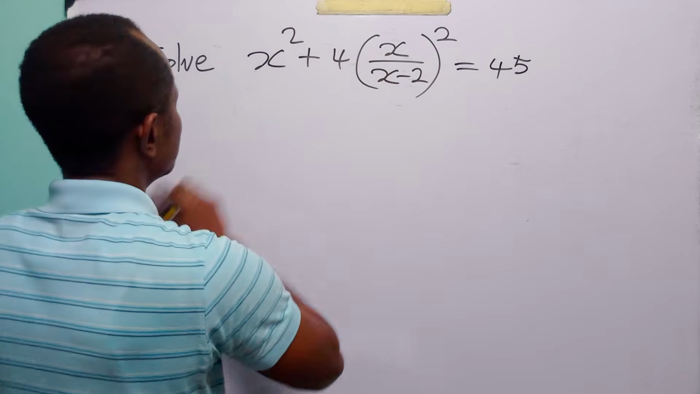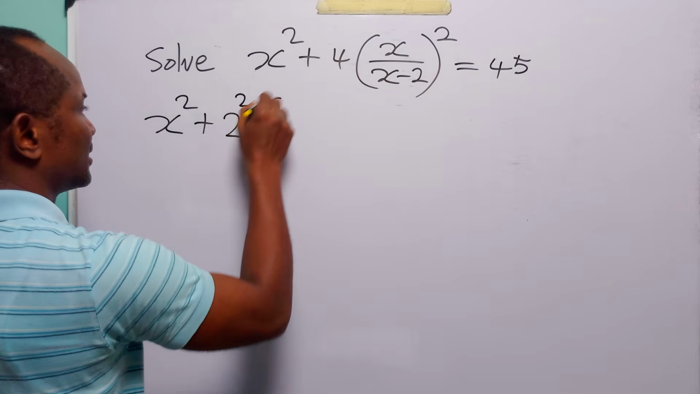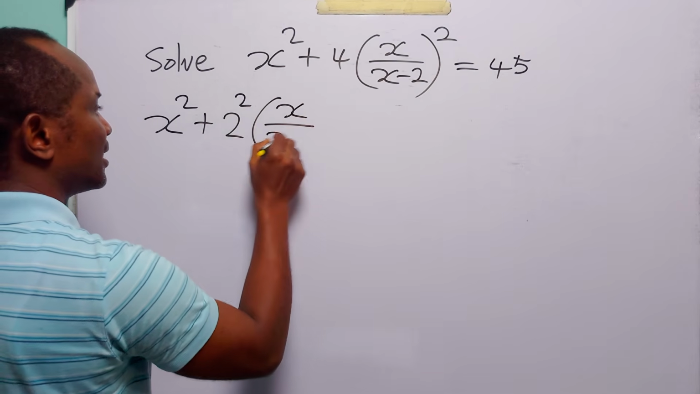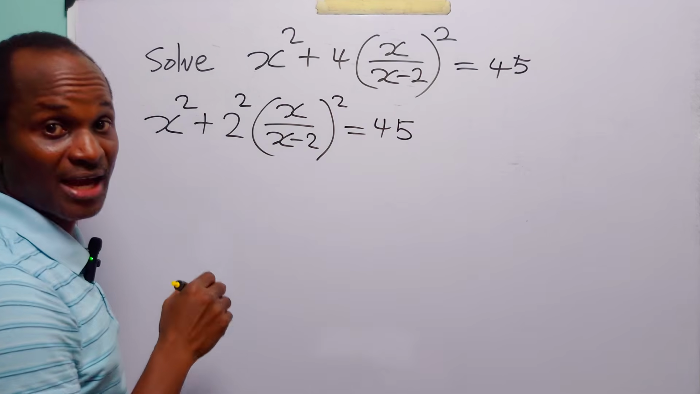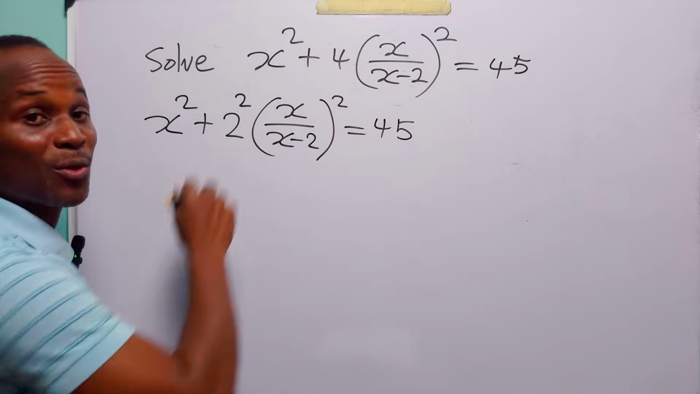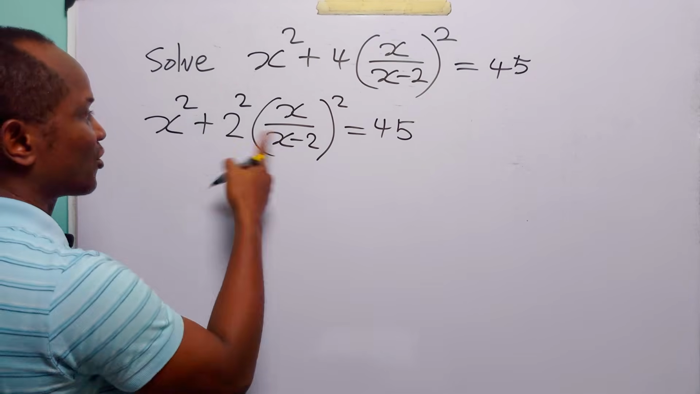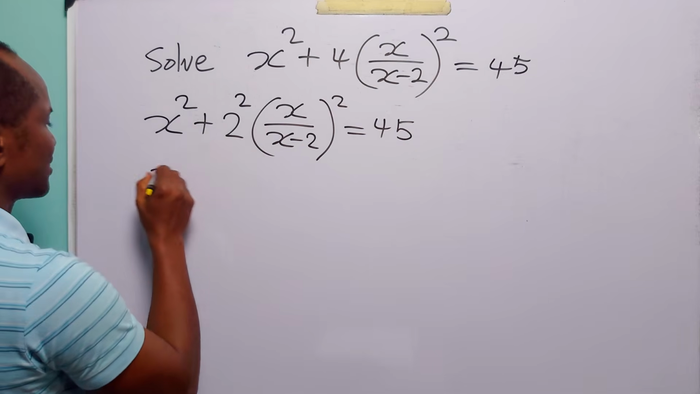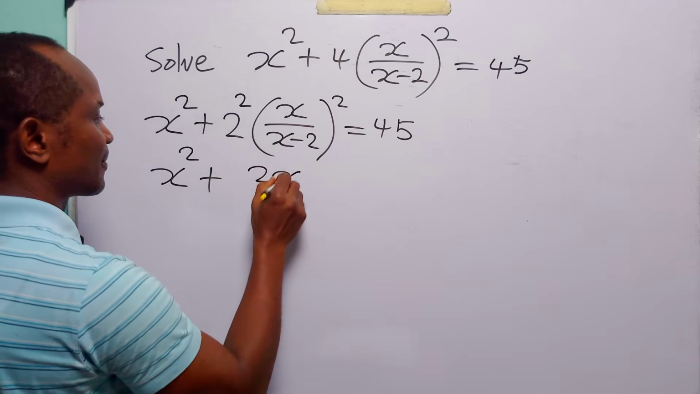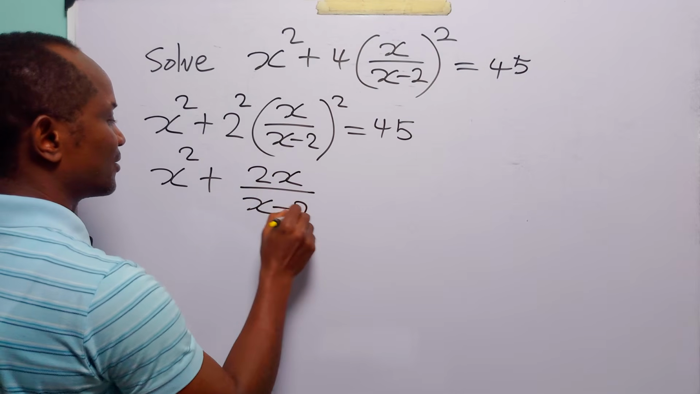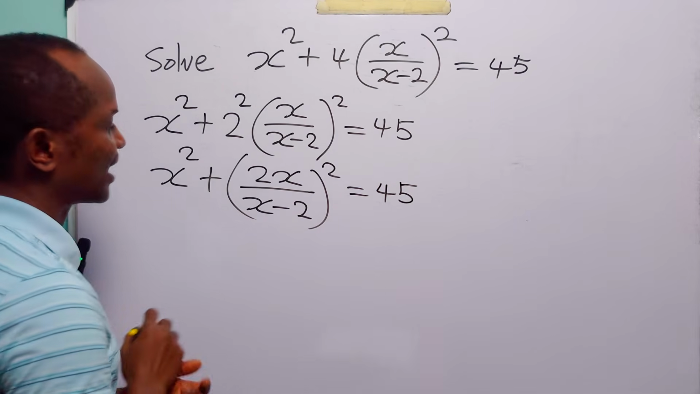Now, to begin, let us write this equation as x squared plus 2 squared times x over x minus 2 squared is equal to 45. Of course, you know that 2 squared is equal to 4. Now, since these two have the same exponent, 2, we can combine both of them. When we do that, we have x squared plus 2 times x over x minus 2 squared is equal to 45.